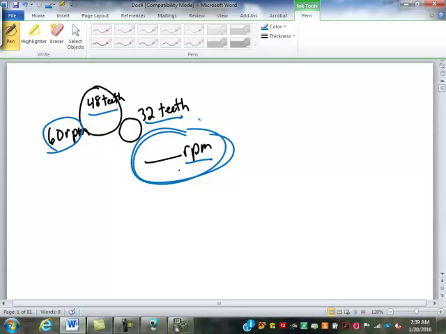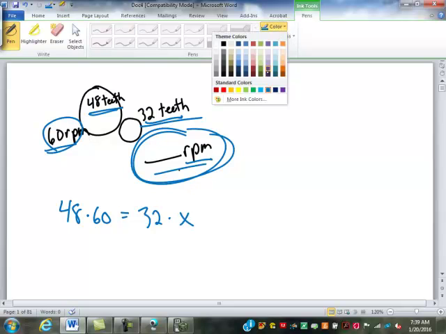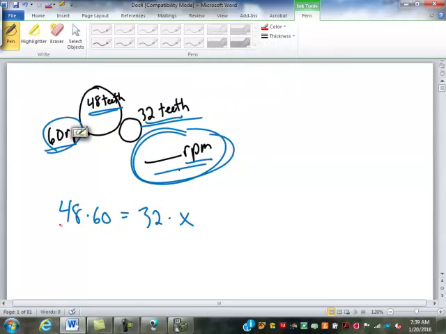We don't use a proportion for this. We use a product instead of a ratio. Number of teeth times its RPMs, 48 times 60, has to equal number of teeth times its RPMs, 32 times X. Now we're going to multiply 48 times 60 divided by 32, which should be 90 equals X.